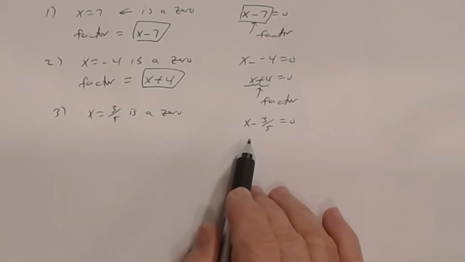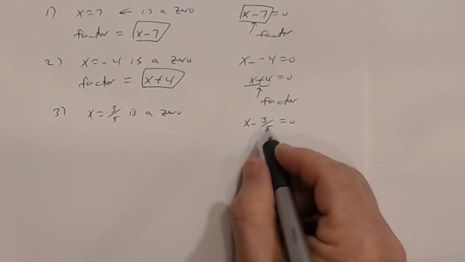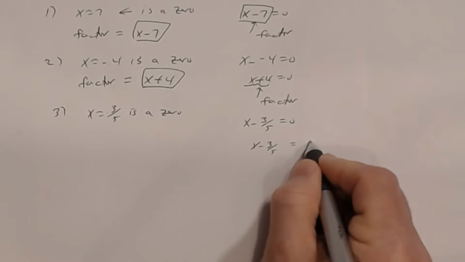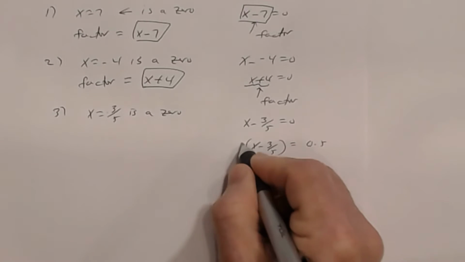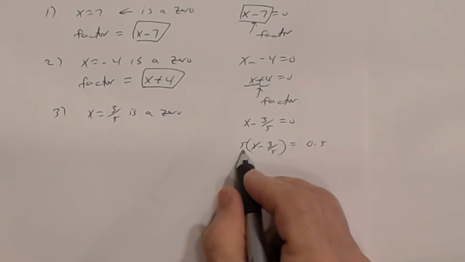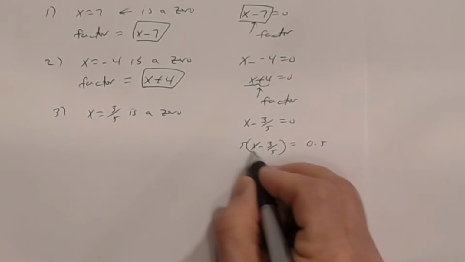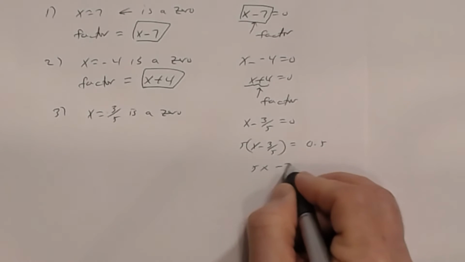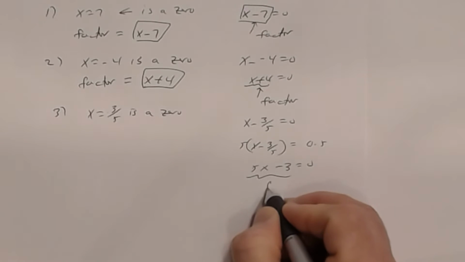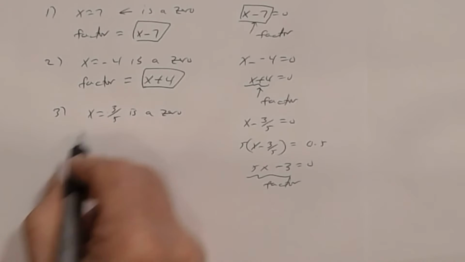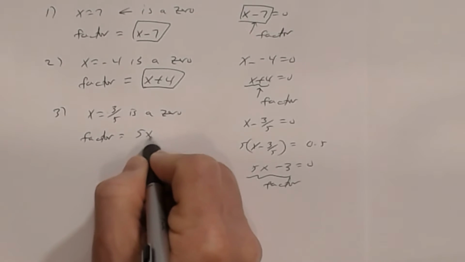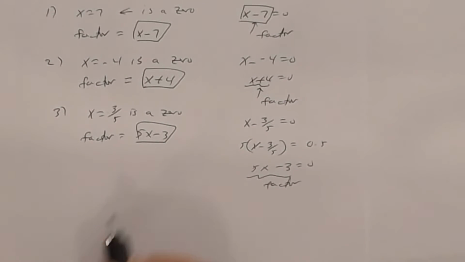So first of all, you're going to clear this fraction. You multiply both sides by 5, clearing the fraction. Then distributing the 5, I get 5 times x is 5x, and 5 times negative 3/5 is negative 3, and 0 times 5 is 0. So this is your factor. The factor equals 5x minus 3. All right, there's your factor.